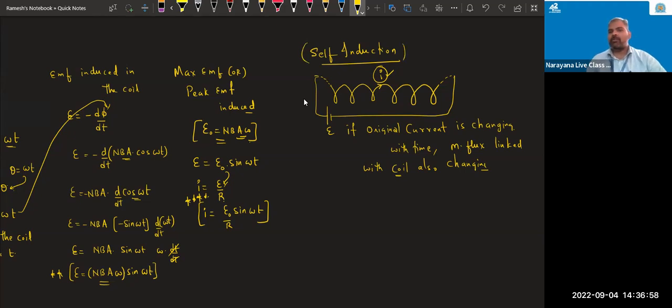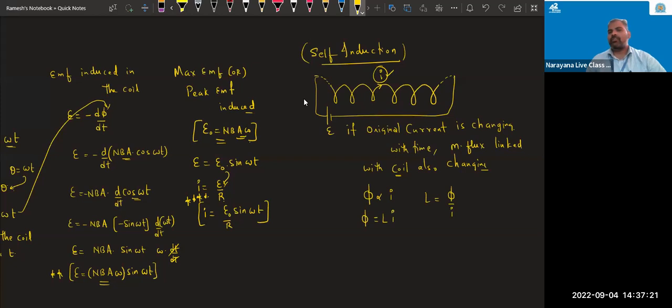So I can write one statement. Flux passing through the coil is proportional to current. To give a perfect equation format, I have to keep an equal to symbol and write L into I. So the coefficient of self-inductance is equal to total flux passing through the solenoid by total current.